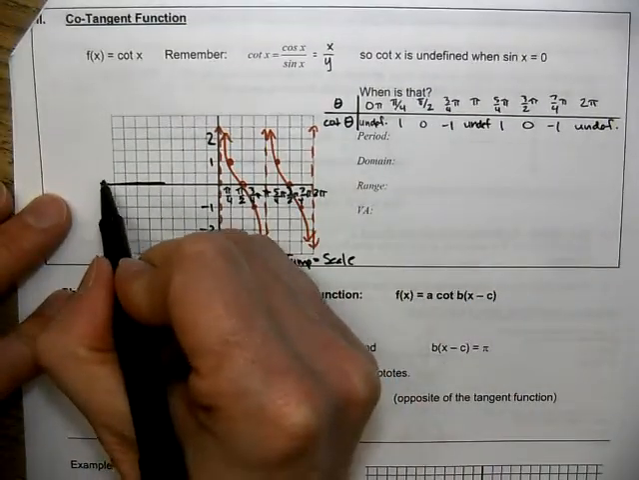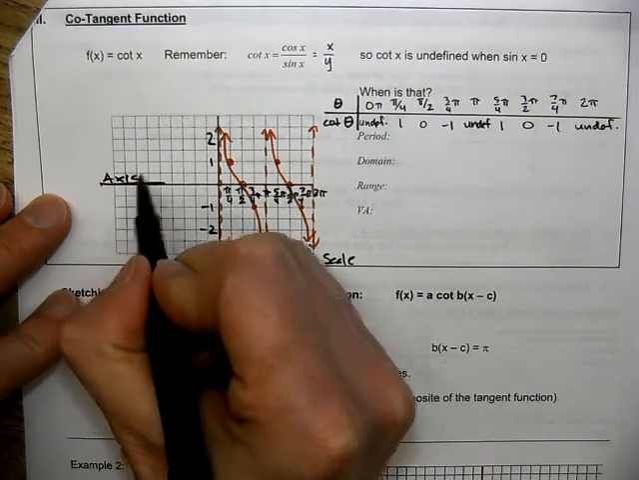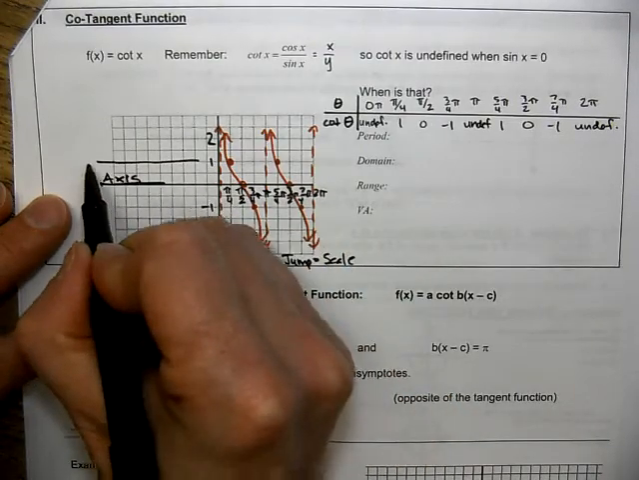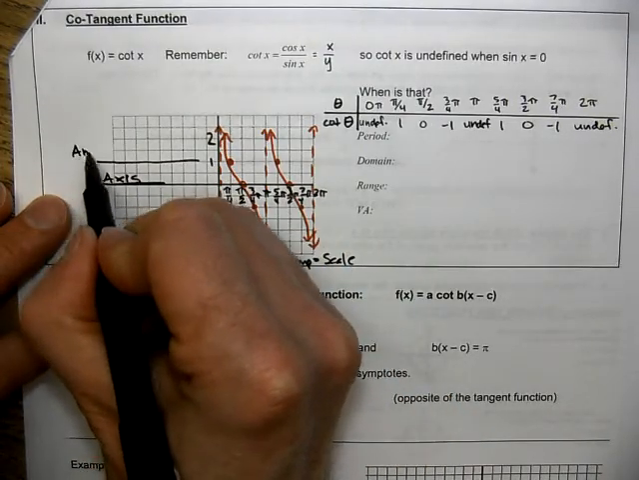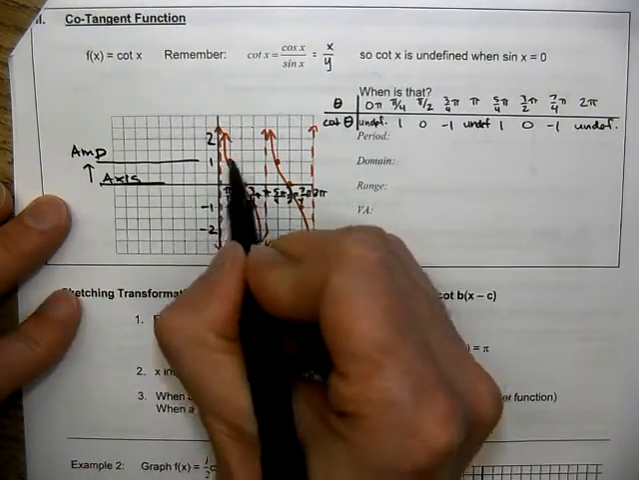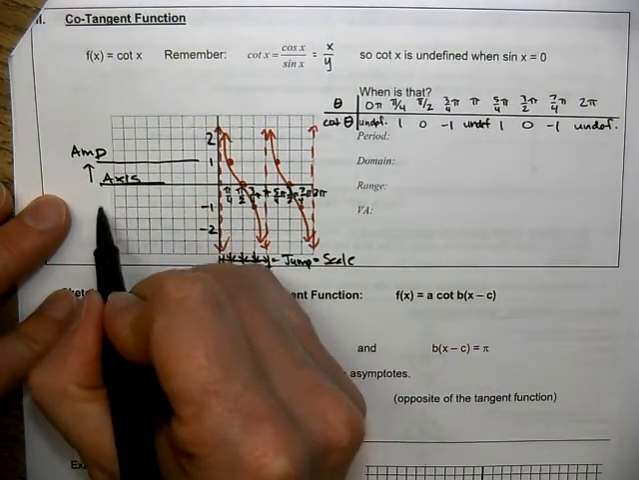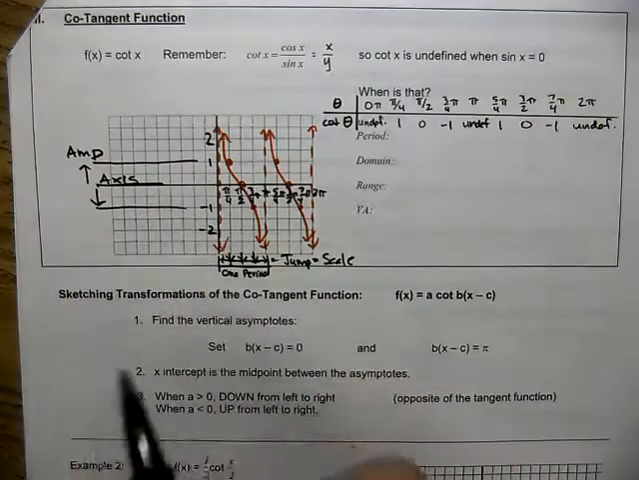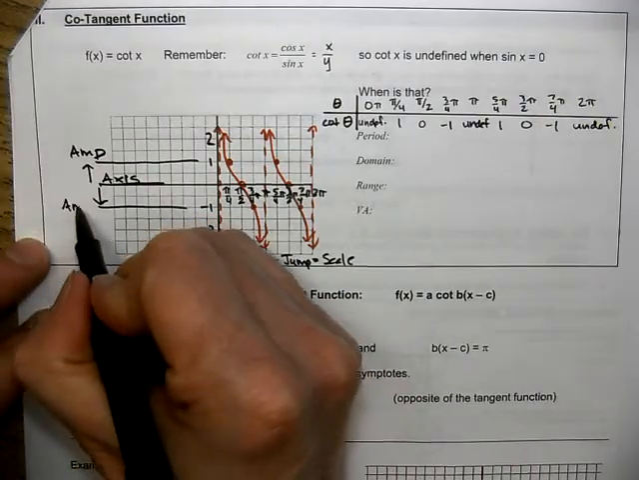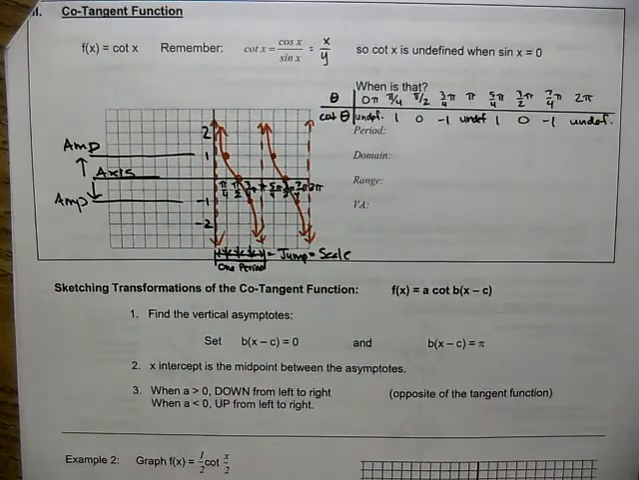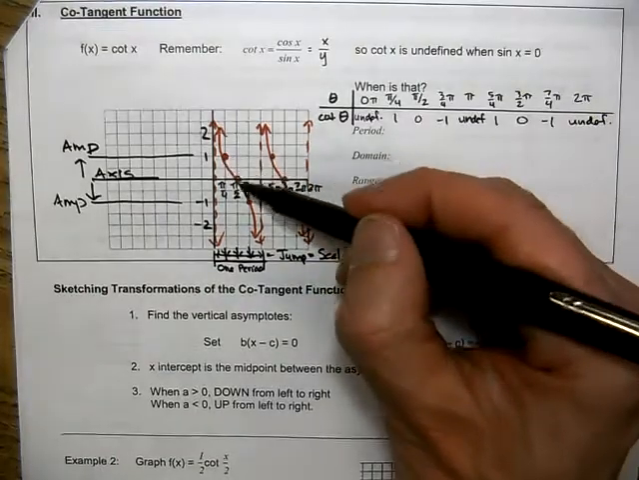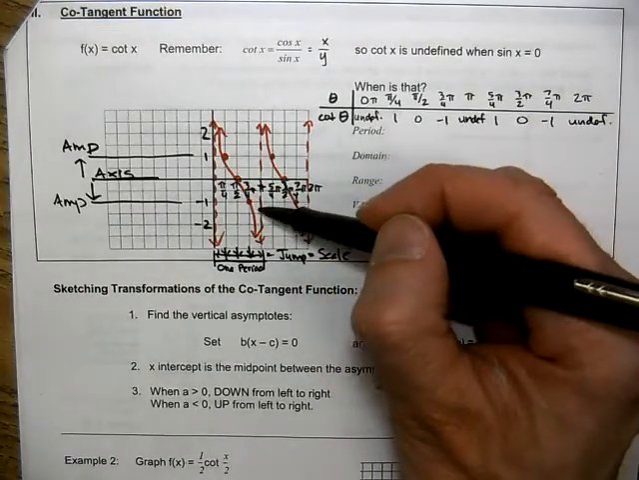So again, you have your axis or your midline. And again, you have your amplitude. That takes you to one of those critical values. And you've got your amplitude in the other direction below the axis. That takes you to the other critical value. So the pattern is very similar. We still have 3 critical values between those 2 vertical asymptotes.